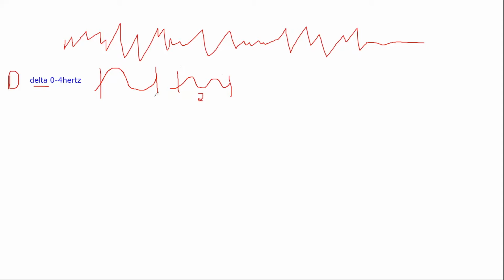Okay, this is a 1. And then also in delta is a 3 sine wave. Okay, so in 1 second, it does 3 sine waves. And then the last one is 4, which does 4 sine waves in 1 second. Those are speeds, okay?